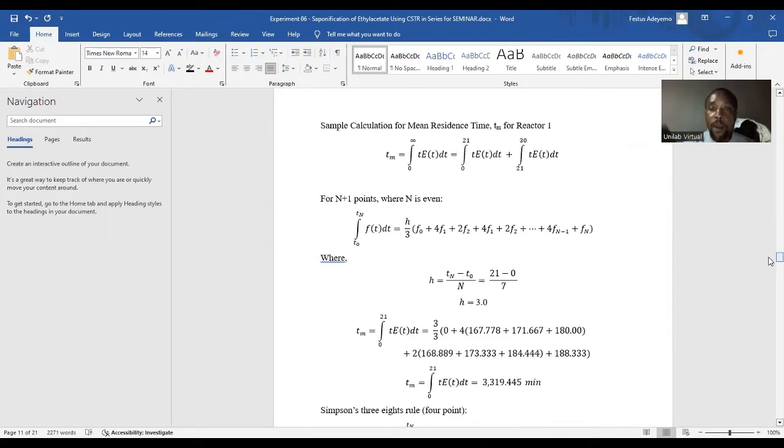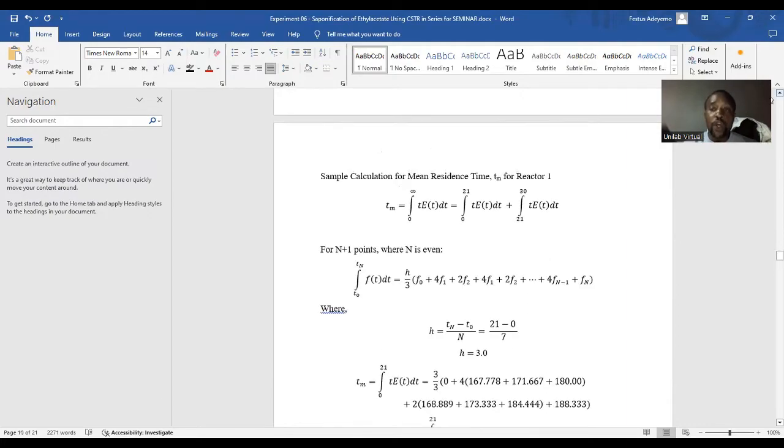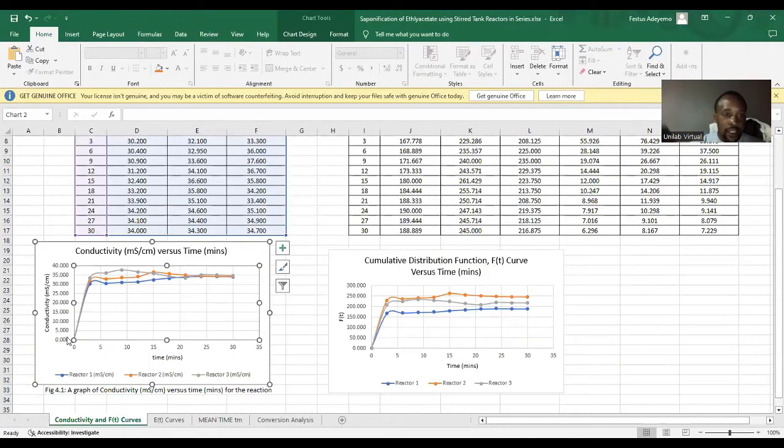Other sample calculations are shown here for mean residence time, wherein the curve for the cumulative graph is separated into 2 segments. As shown in this graph, we can see that this curve starts from here and ends here, then continues to drop down here. We are going to take our first integration from here to here, and then take our next integration from here to here. So that's why we have this expression.